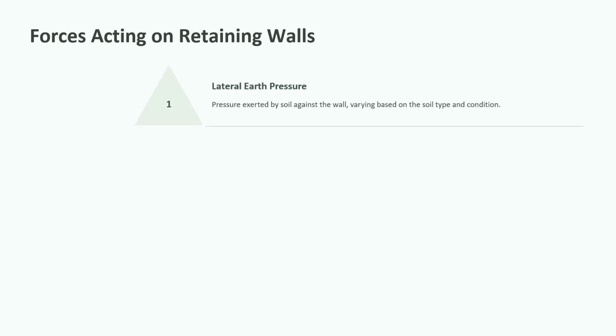This brings us to the next topic, the forces acting on retaining walls. A retaining wall must resist several forces to remain stable. The primary force is lateral earth pressure, which comes from the soil behind the wall. This pressure can vary depending on the type of soil, its moisture content, and how it's compacted.